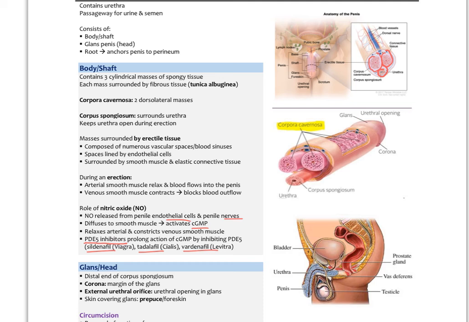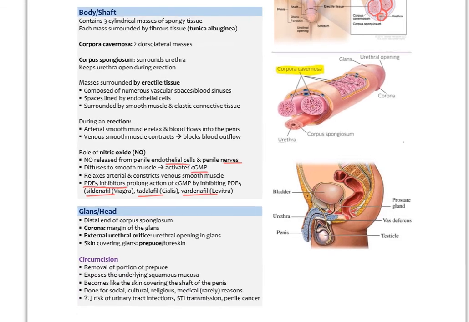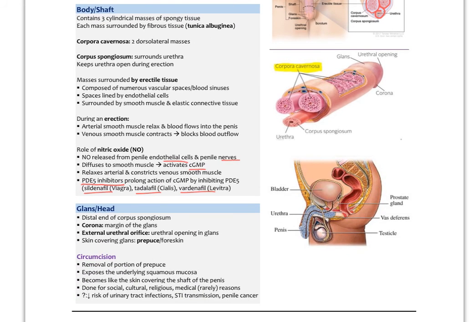So that's the body of the shaft with the spongy tissue, important for erection. The distal end of the corpus spongiosum, remember that's the spongy tissue around the urethra, forms the glans of the penis. That's the head of the penis. The corona is the margin of the glans with the shaft, so that's this region here. And the glans is very sensitive, contains a lot of nerve endings, and this is what is activated in sexual arousal. The external urethral orifice also opens up through the glans, and that's where, of course, the urethra exits.